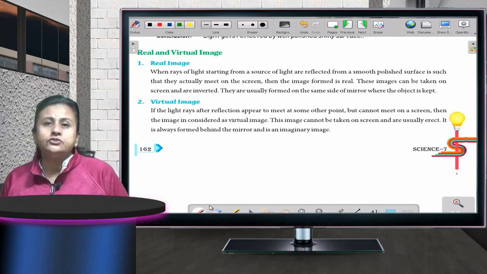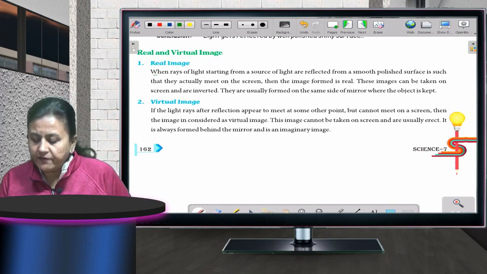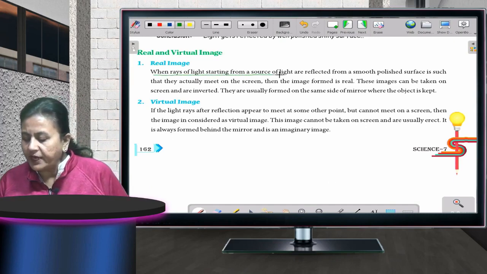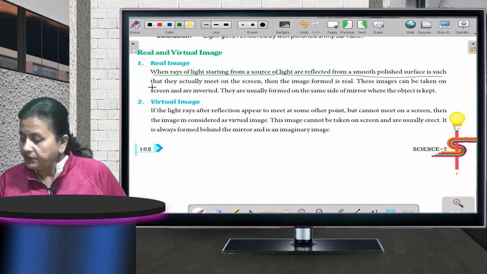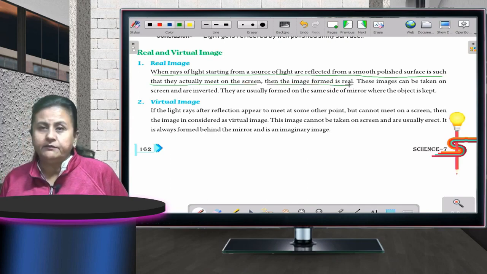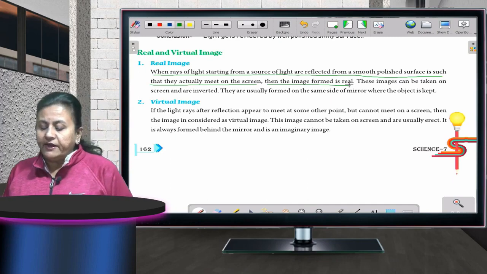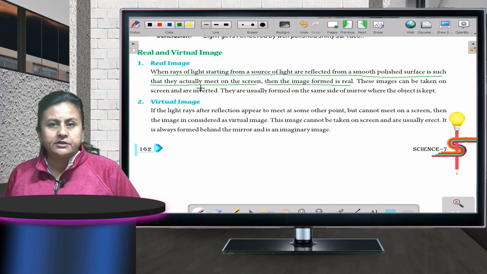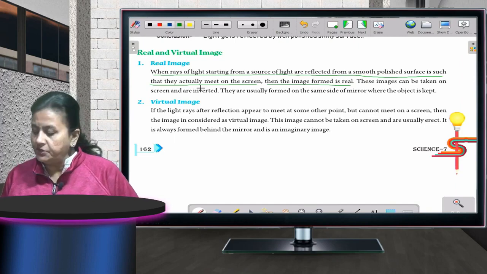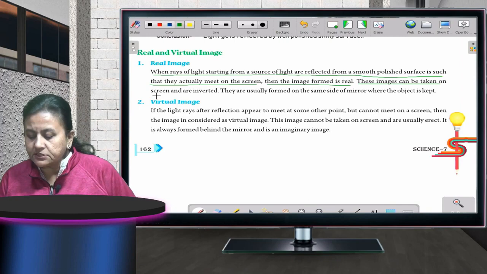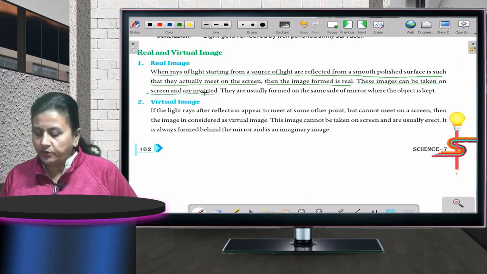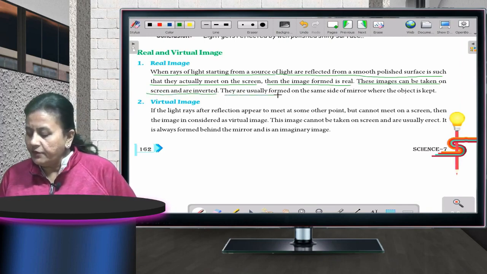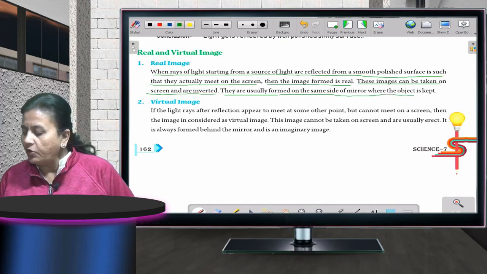If I talk about a real image, when rays of light starting from a source of light are reflected from a smooth polished surface such that they actually meet on the screen, then the image formed is real. Whenever the rays of light fall on any object and they actually meet on the screen, that is called a real image. These images can be taken on the screen and are inverted. They are usually formed on the same side of the mirror where the object is kept.